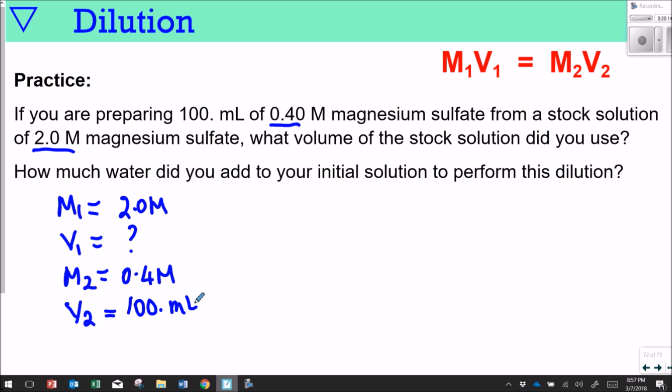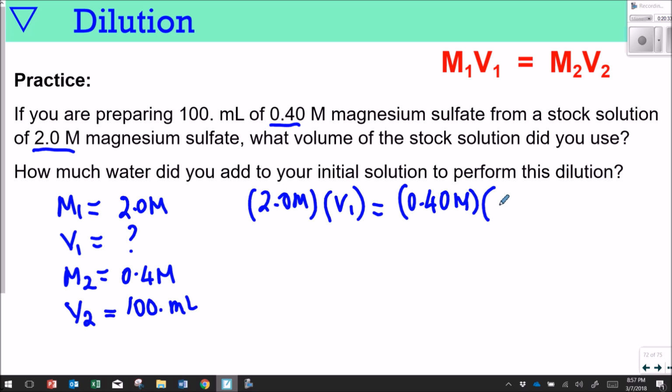Now we're ready to plug into the formula. We have 2.0 molar times V1, which I don't know, equals M2, so 0.40 molar, and V2, which is 100 milliliters. So we solve for V1, and we get V1 equals 20 milliliters. Now the next question says, how much water did you add to your initial solution to perform this dilution?